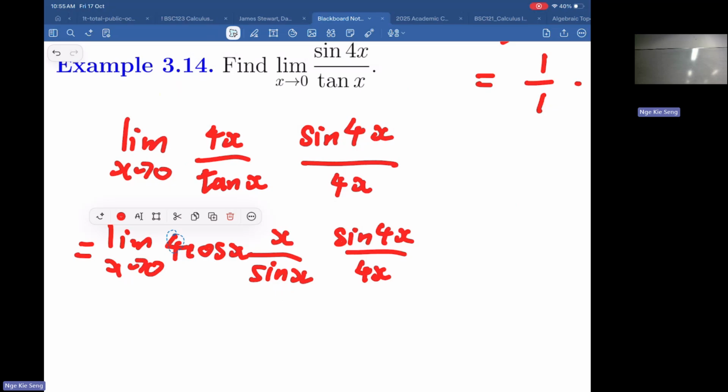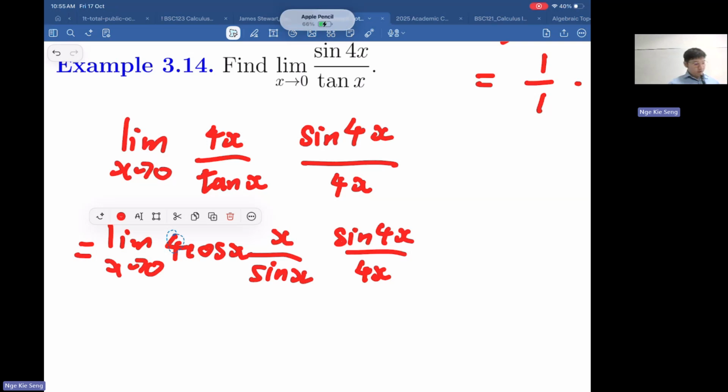But here, does this limit exist? When x goes to 0, does 4 cos x exist or not? Last week's material: cos x is a trigonometric function which is continuous at every point it is defined. So it is defined at 0, so the limit of this is 4 times cos 0, which is 4. So 4 times 1 times 1 is 4. And this limit is 4. Okay, try to write down the details. I will provide the full steps in the lecture note.